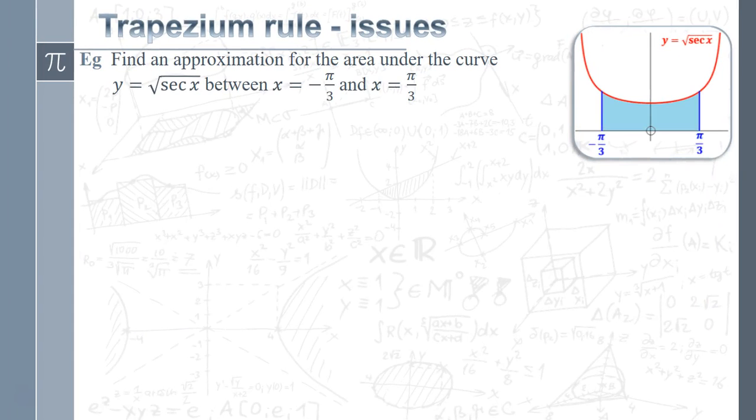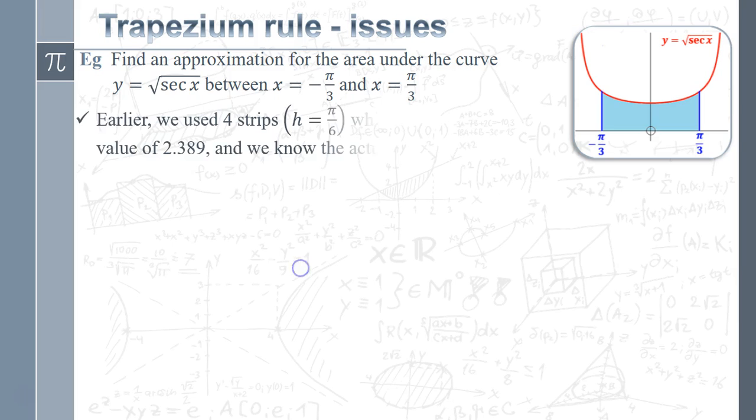Let's go back to a problem we looked at in the previous video, which was how do we find the area under root sec x between those values. And in that video we used four strips. So we had h equals pi over 6, which gave us an estimated value here. This is 2.389, and then we actually put it into a calculator and found that the actual area was 2.336. So we've got a bit of a difference there, 2.389 compared to 2.336.